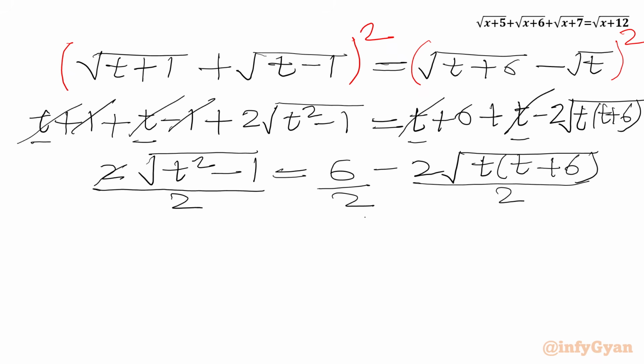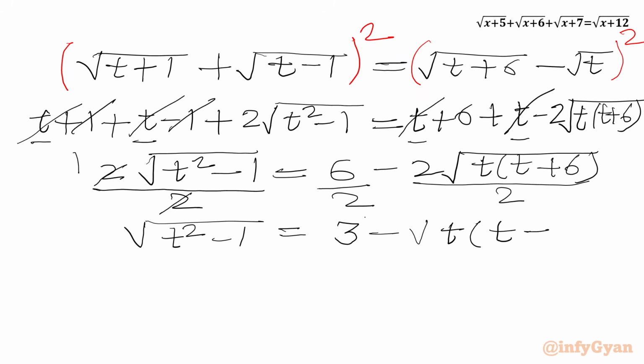2 over 2 will be 1. 1 times square root of t square minus 1 will be square root of t square minus 1. 6 over 2 is 3. 2 over 2 is 1. 1 times square root, that will be square root itself. Square root t plus 6.